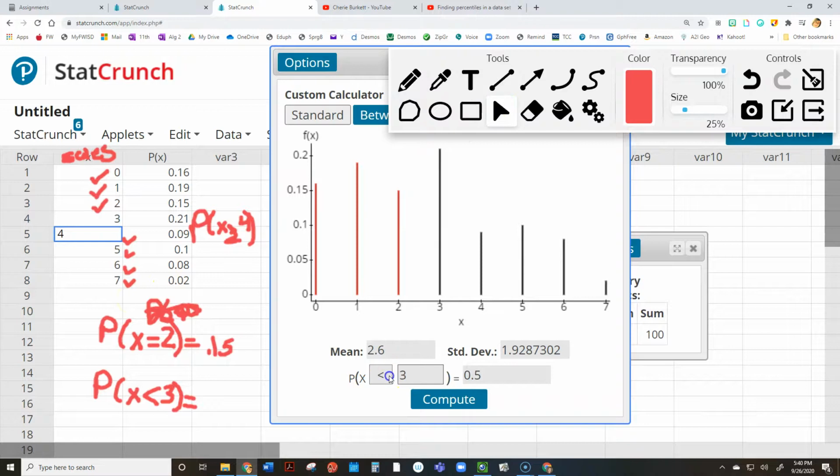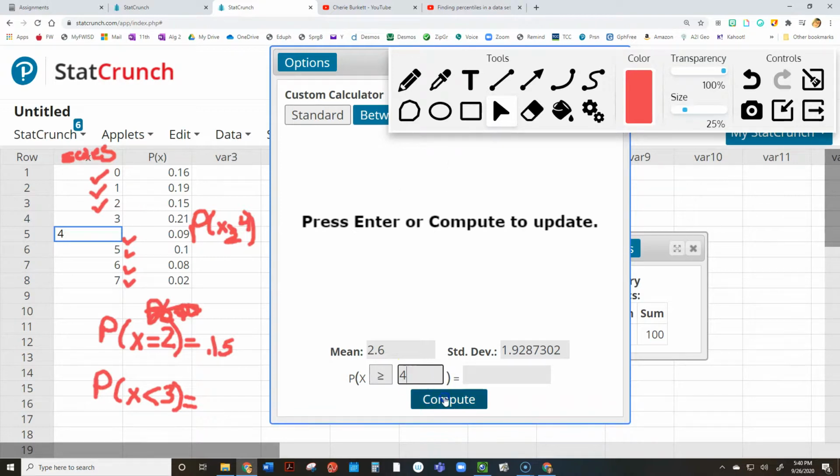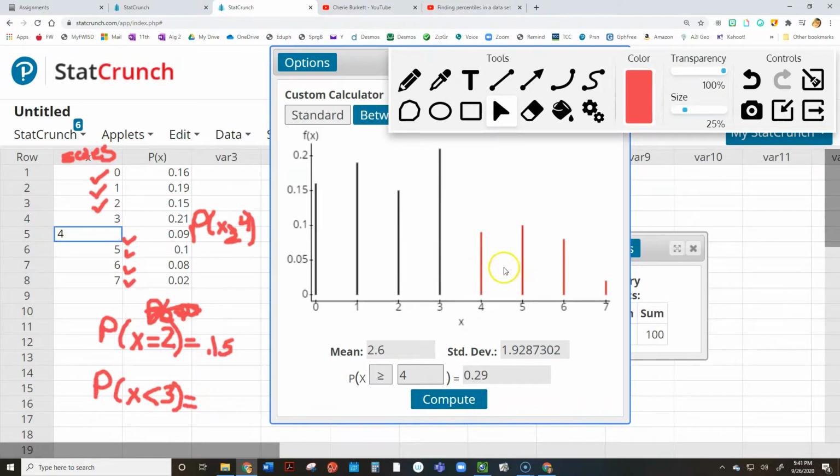So you come over here and change this to more or equal to, and change that to 4, and press compute. Now it's showing you in red that you add the 4, the 5, the 6, and the 7. So you add all those up and you're going to get 29%. So the probability that you'll make 4 or more sales in a day is 0.29. So those are the kind of questions that you might need to ask.